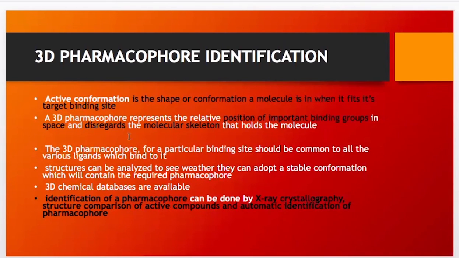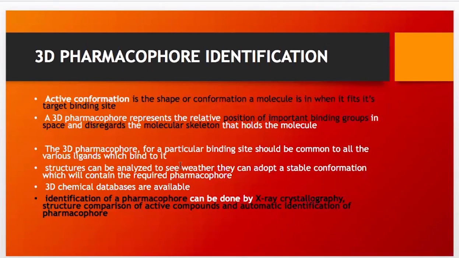With the pharmacophore identification, there is the 3D identification. With this one, you are able to visualize the position of the important binding groups on your ligand and how they are bound, as you try to relate them to the binding site. With a 3D one, you're able to visualize those important binding groups in space.